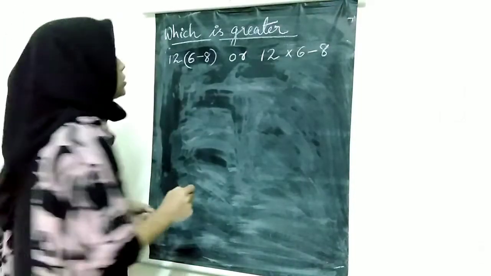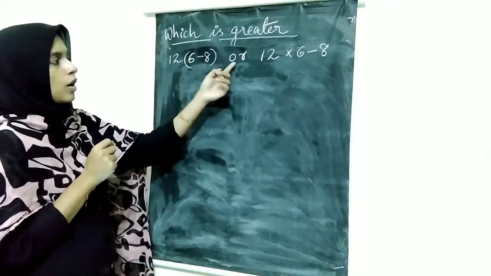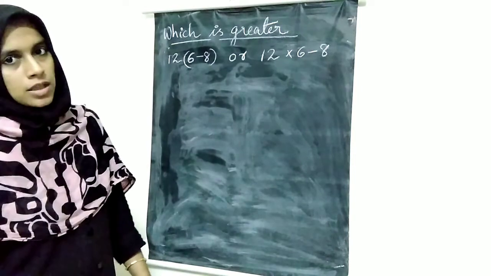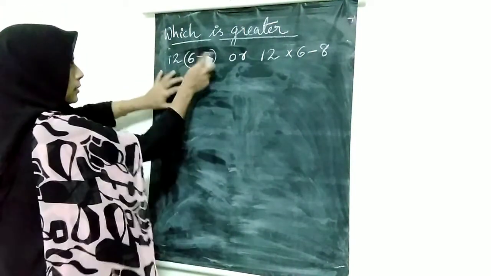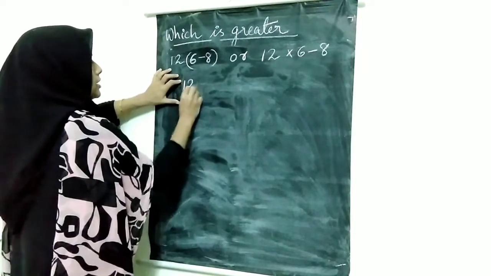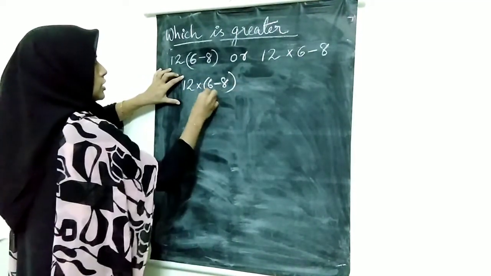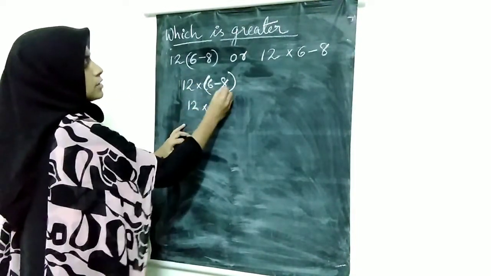Okay, our next question, 12 into 6 minus 8 or 12 into 6 minus 8. In this question, they are asking which is greater. So, I am taking this part, that is 12 into 6 minus 8. So, first we will solve the bracket. 12 into 6 minus 8.